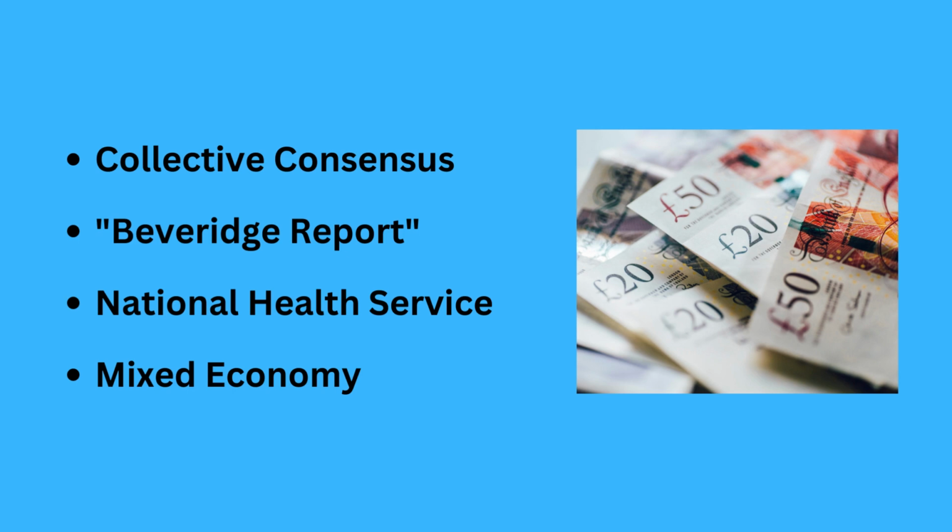Let's talk about the economy for a moment. So, in terms of the economy, there's a couple of things that are important to note. The first is what's called collective consensus. After World War II, the British had an uptick in the spirit of cooperation between the Labour and Conservative parties. So what we see after World War II, roughly 1945, and well into the 1960s, is cooperation between the two parties. And this cooperation led to the establishment of a welfare state.